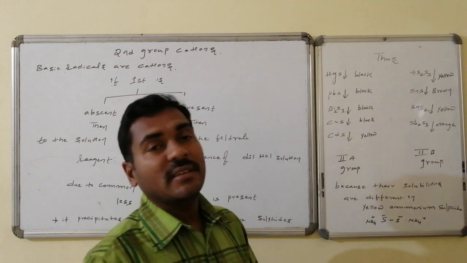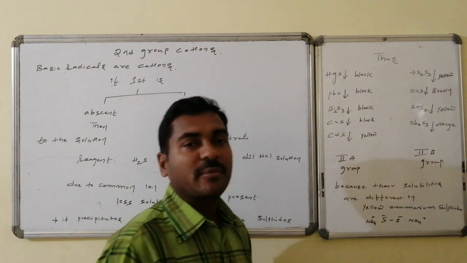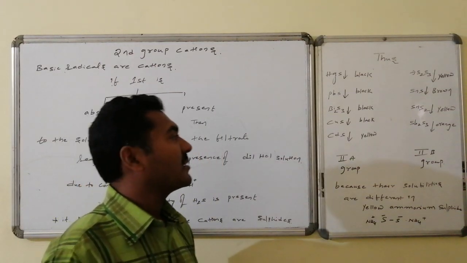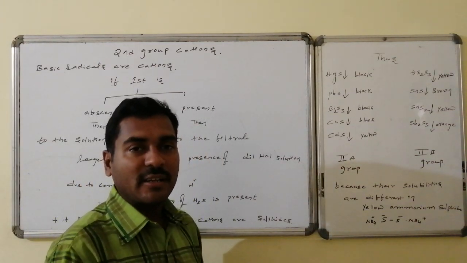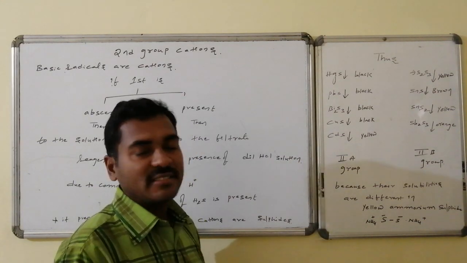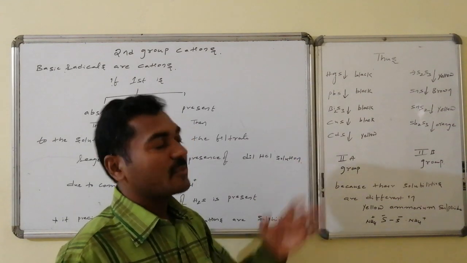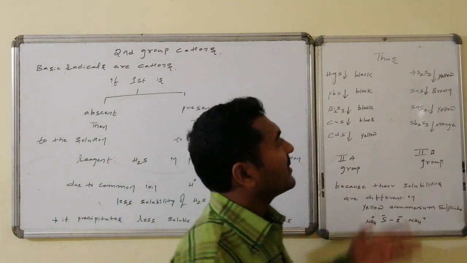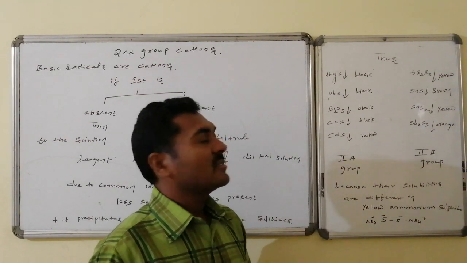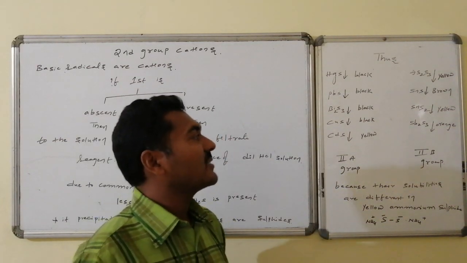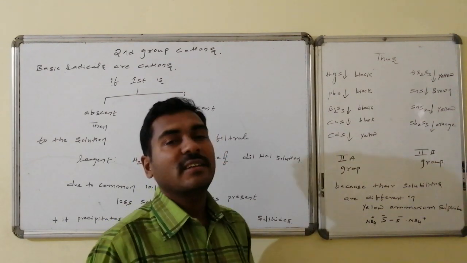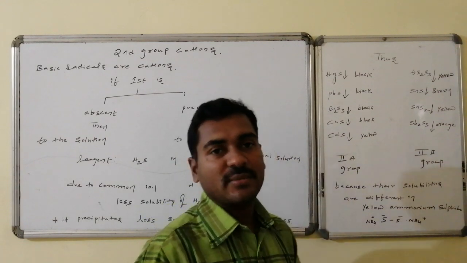First is mercuric sulfide, a black precipitate; lead sulfide, a black precipitate; bismuth sulfide, a black precipitate; copper sulfide, a black precipitate; cadmium sulfide, a yellow precipitate. If any of these cations is present, the corresponding sulfide forms as a precipitate with its color. Similarly, arsenic sulfide is also yellow. Tin sulfide and tin disulfide are brown and yellow respectively. Antimony sulfide is an orange precipitate.